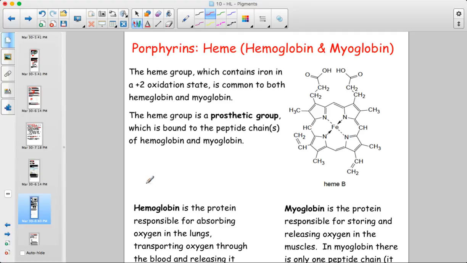The last pigment, and the one that gets the most focus, is heme. So heme is a group. It's called a prosthetic group because it's this structure, and then it actually is attached to a protein chain, a peptide chain within hemoglobin and myoglobin. It contains iron in the +2 oxidation state, and heme shows up in both hemoglobin and myoglobin.